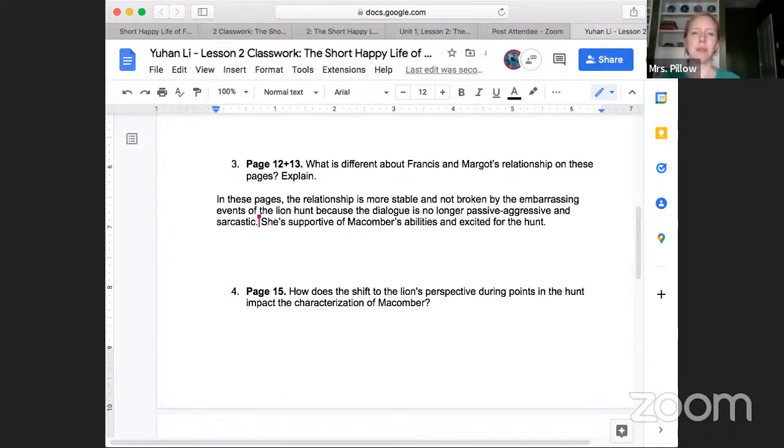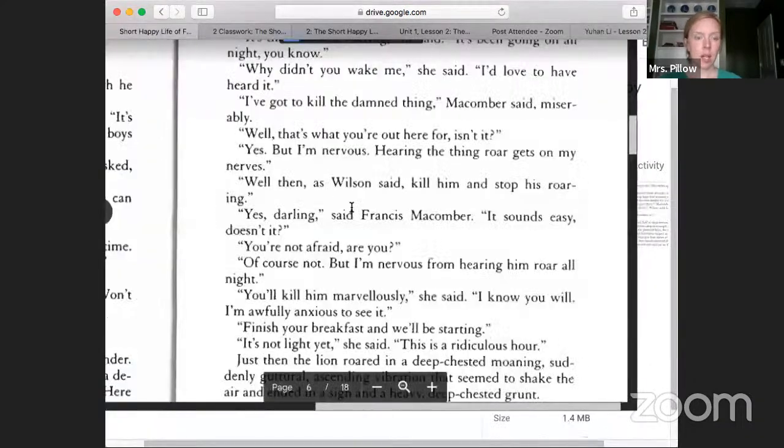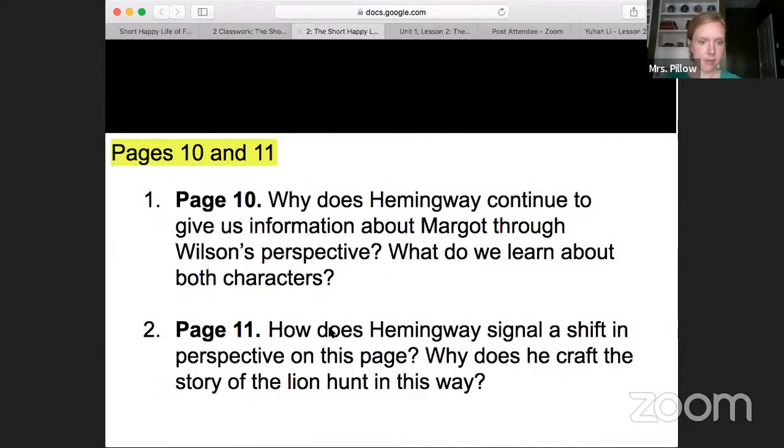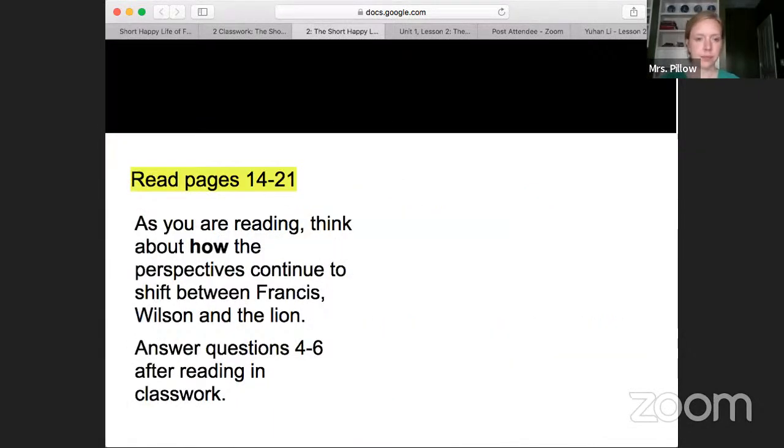How is McCumber feeling though on that page? He's also feeling frightened. He's frightened. Yeah, he's so nervous. And it says he's nervous. He's miserable. Yeah. So already the two of them are really disconnecting. Okay. Nice. You did a good job on that.